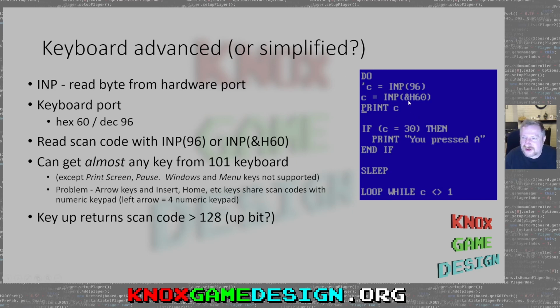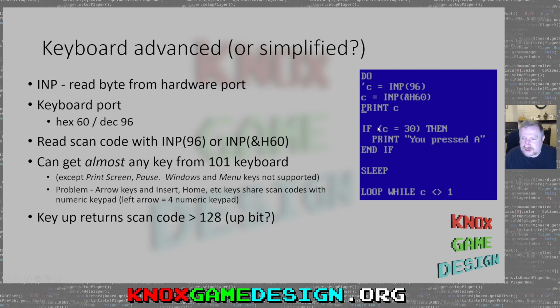So you can either specify INP 96 or INP, and how you specify a hexadecimal number in QBasic is with ampersand capital H, then the number. So ampersand capital H 60 equals 96. So you can either do INP 96 or INP ampersand H60. In this example, I'm just going to print that out.